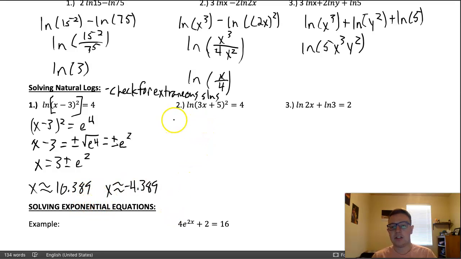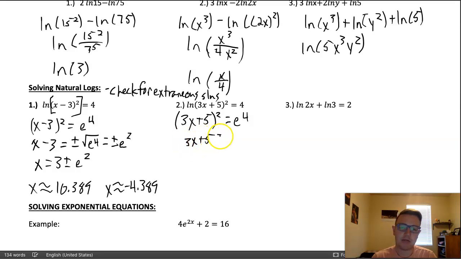Let's have you try this next one. What is x going to be for ln of 3x plus 5 squared is equal to 4? We're going to follow the same steps as we did before. We have a natural log here, so that's a log base e. We're going to bring the base e over to the other side. This is 3x plus 5 squared is equal to e to the fourth, or that means 3x plus 5, when we take the square root, will be equal to plus or minus e squared.